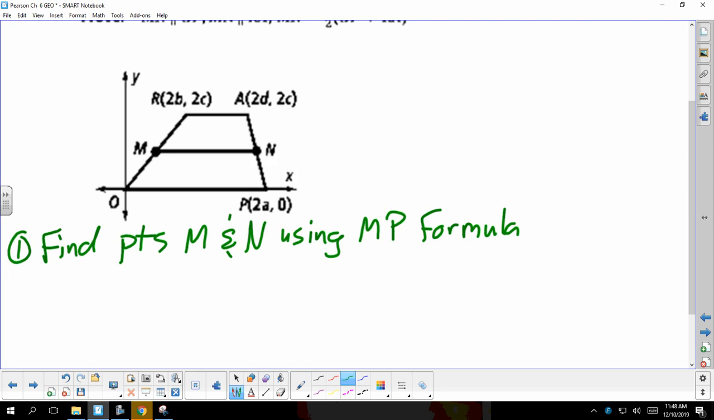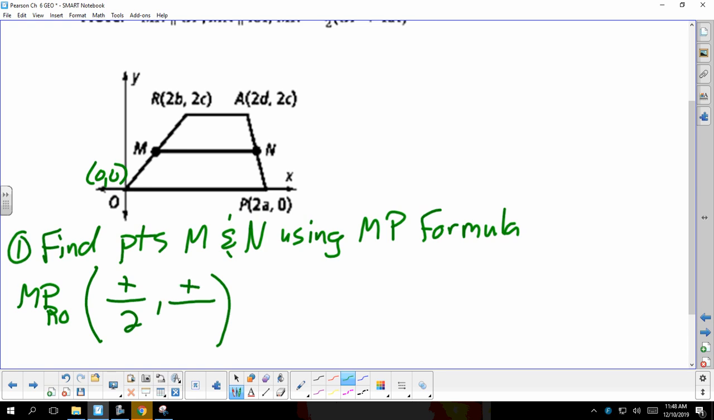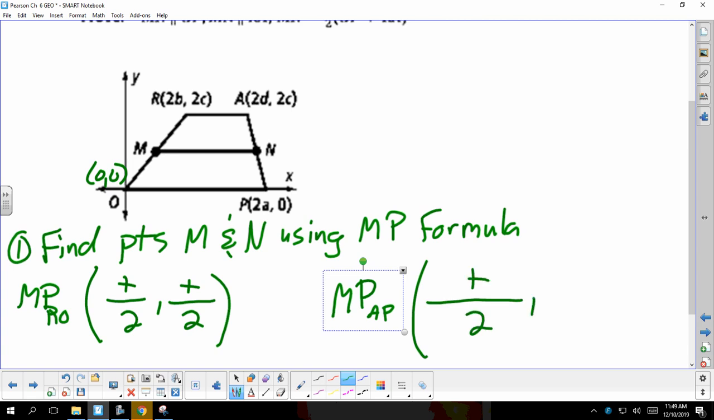All right. So that would be the midpoint of OP. We're going to write the coordinates for O right there. That's 0, 0. Remember, we're going to add our x's together, divide by 2. Add our y's together, divide by 2. And then I also want to find the midpoint of AP. So I'm going to, again, add my x's together, divide by 2. Add my y's together, divide by 2.